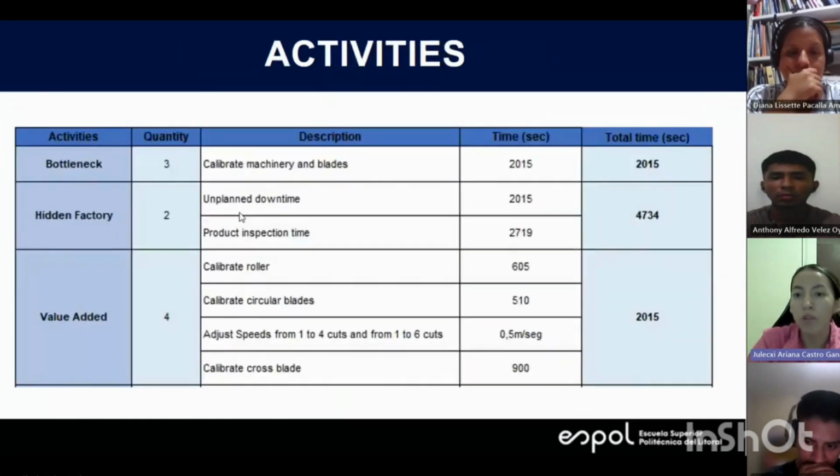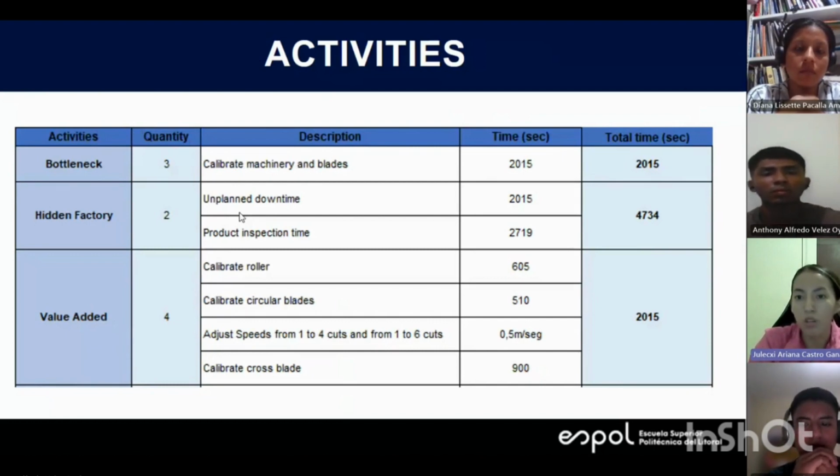Additionally, 3 bottlenecks were identified, which occur in the coring machine when carrying out the calibration activity. Because the process is delayed, the material accumulates before the coring activity, which causes the performance of the production line to drop.